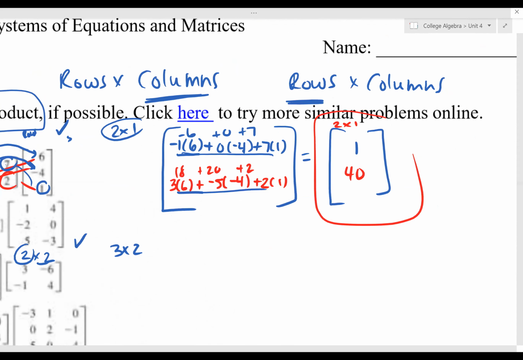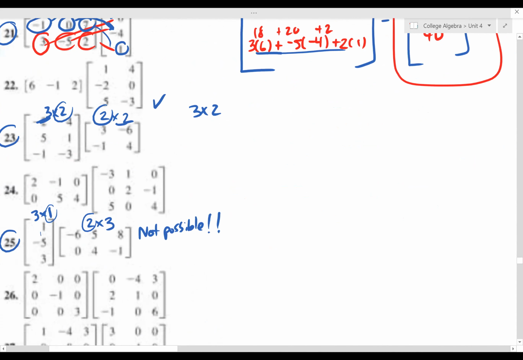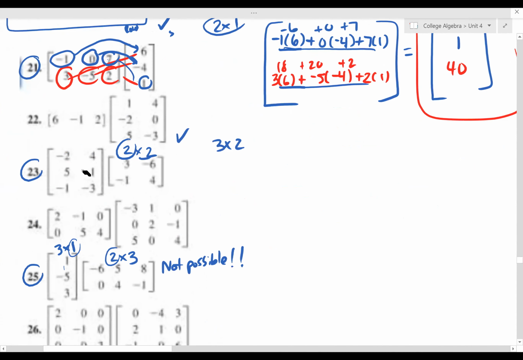Let's go ahead and look at another example like number 23, just for one example that gives a longer matrix, I guess. So we have a 3 row by 2 column and a 2 row by 2 column. And so since the inside number dimensions match, then we can do it, and the answer is going to be a 3 by 2. So it means I'm going to have 3 rows, 2 columns.